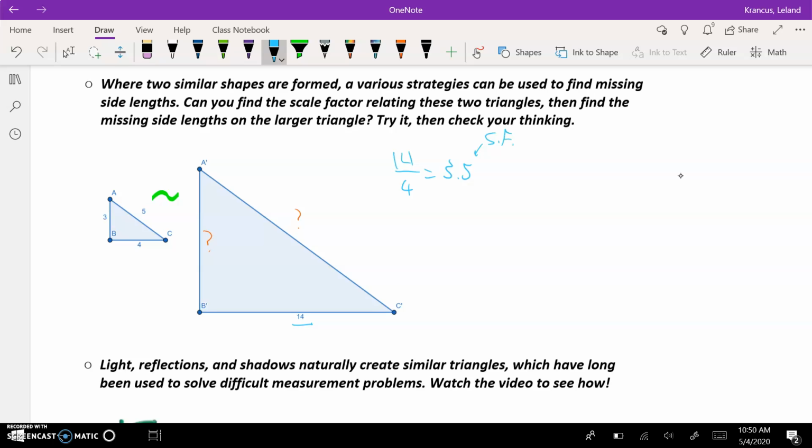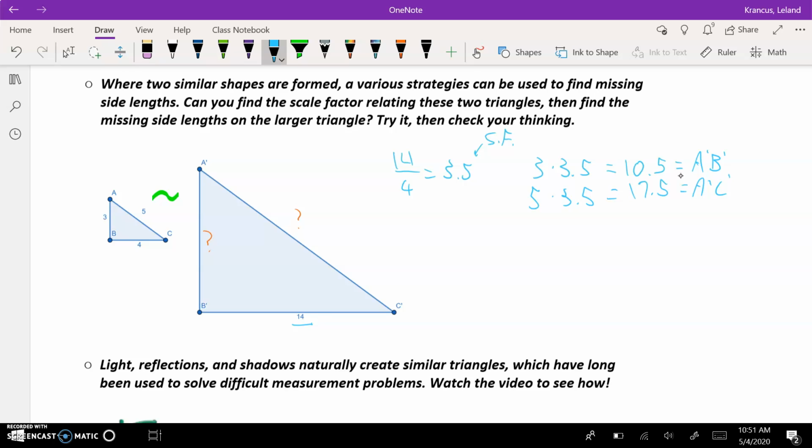So we could use that scale factor and we could multiply 3 times 3.5 in order to find the short leg. So that would be, let's see, 3 times 3.5, you get 10.5. And then you could also take 5 times 3.5, which is 17.5. So those would be the other two missing sides, AB on the bigger shape and AC on the bigger shape. So that is one way to do it, and that's fine. It works perfectly fine. It's sound mathematical reasoning and everything. It gives you the exact correct answer.